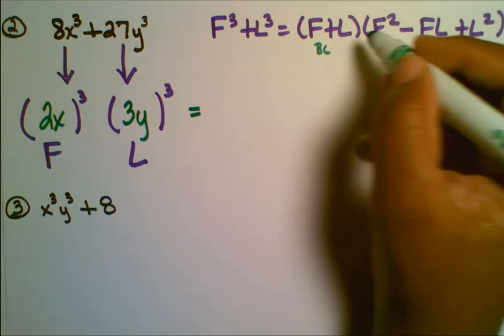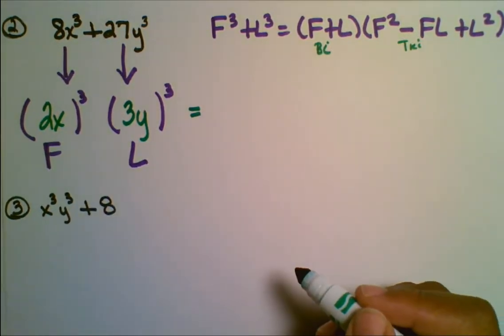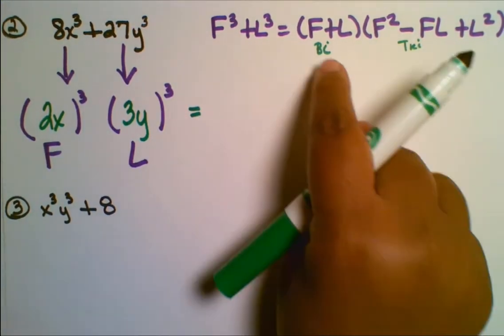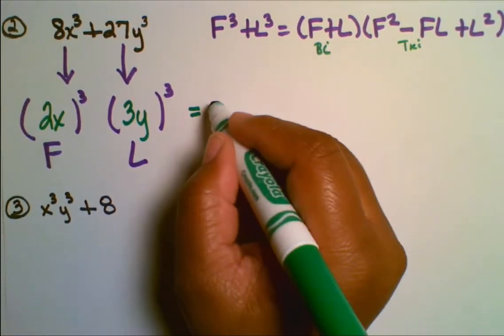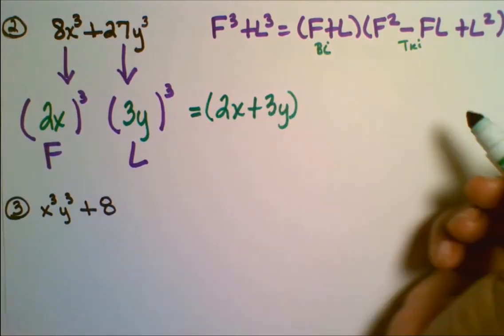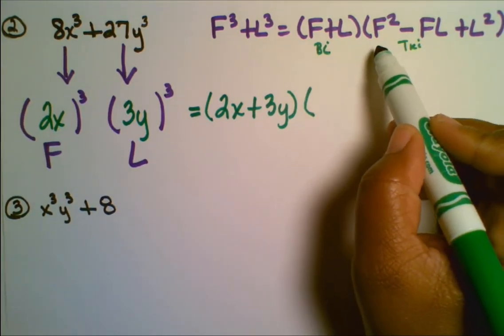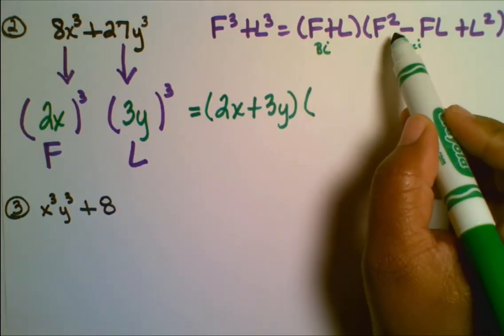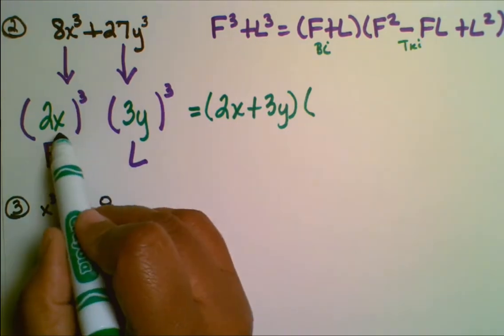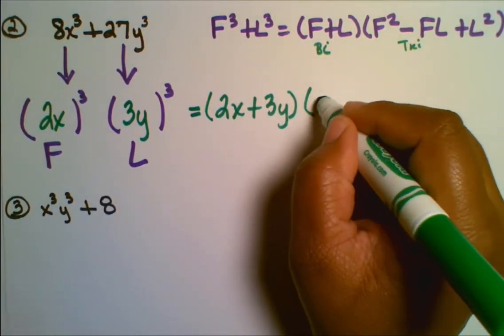We're going to write it in the format of our binomial and our trinomial. All right, so it says we're going to add F and L. So we're going to add 2x and 3y. And then for the trinomial, we're going to square F. So that means we're going to square 2x. That means multiply 2x twice. 2x times 2x, which is 4x squared.